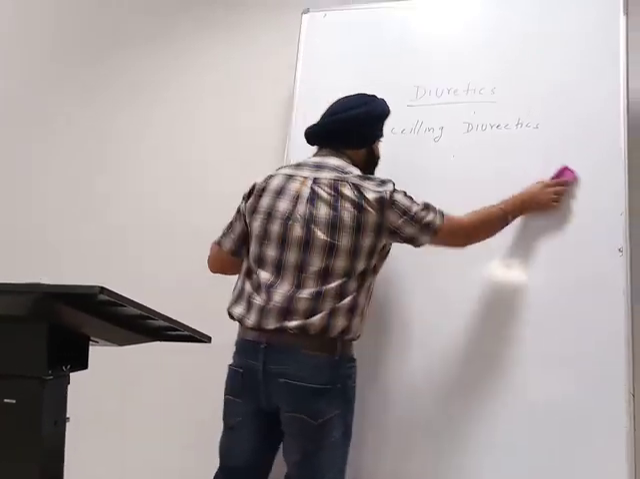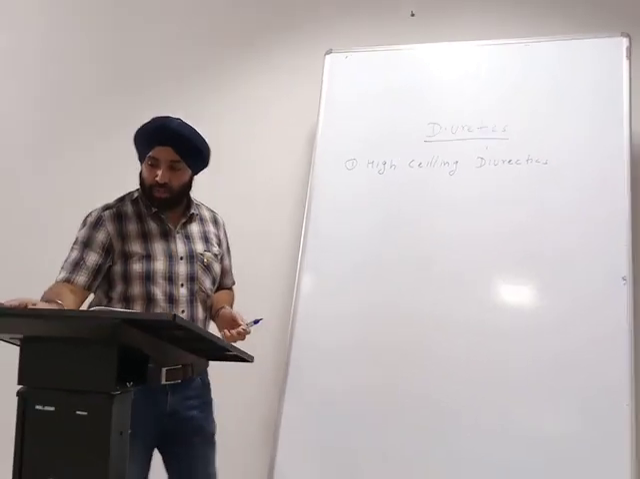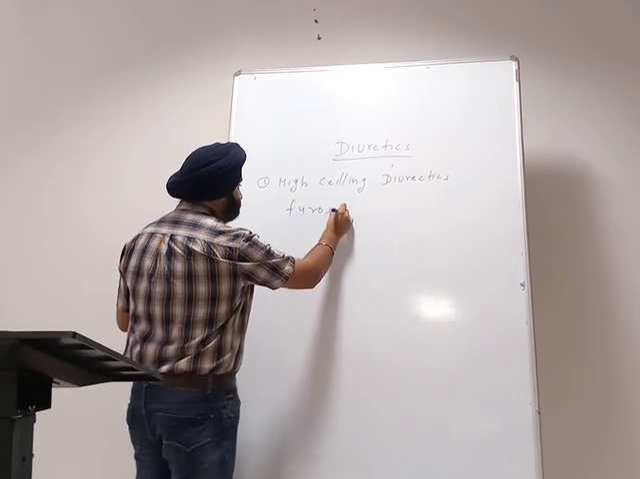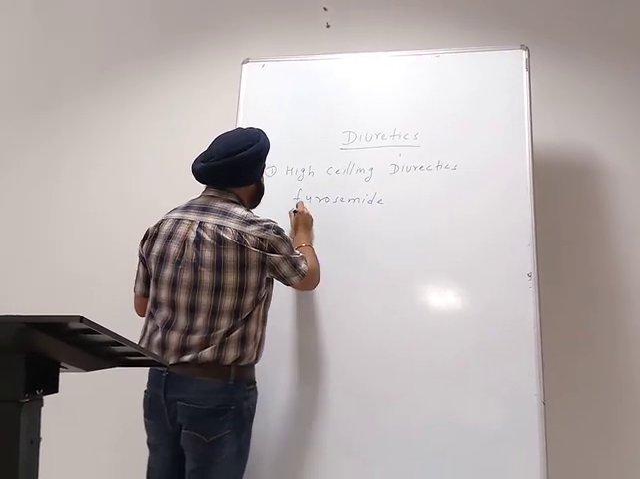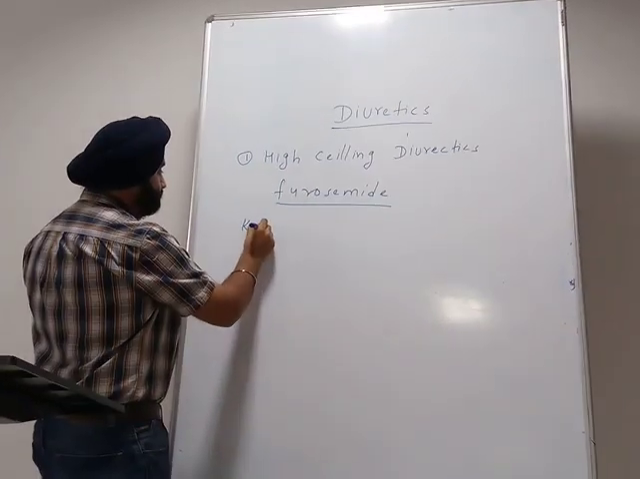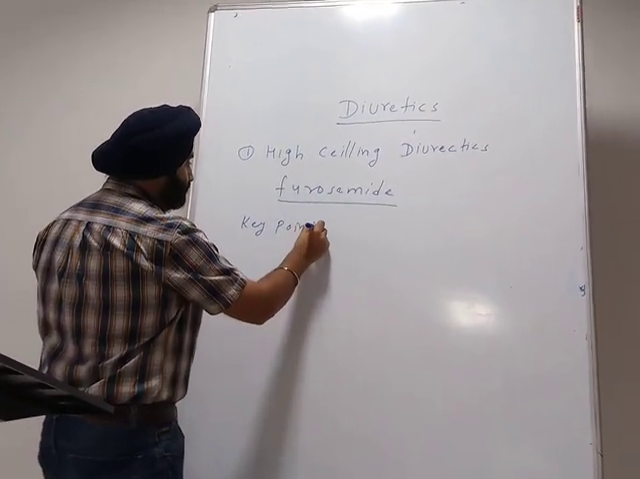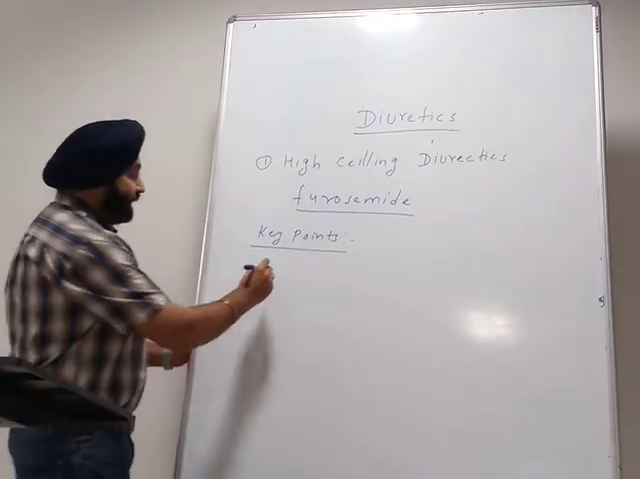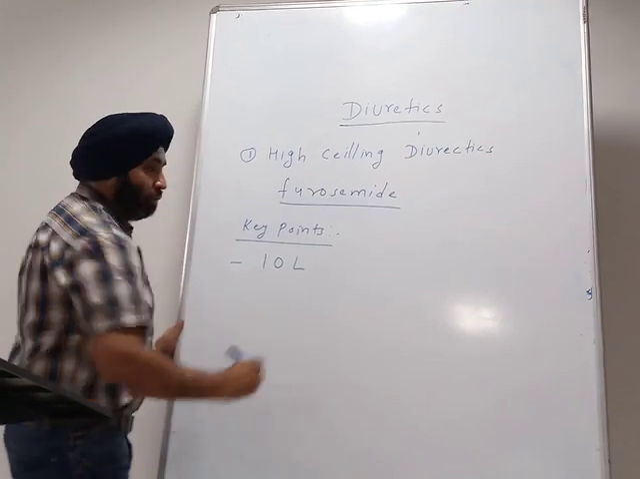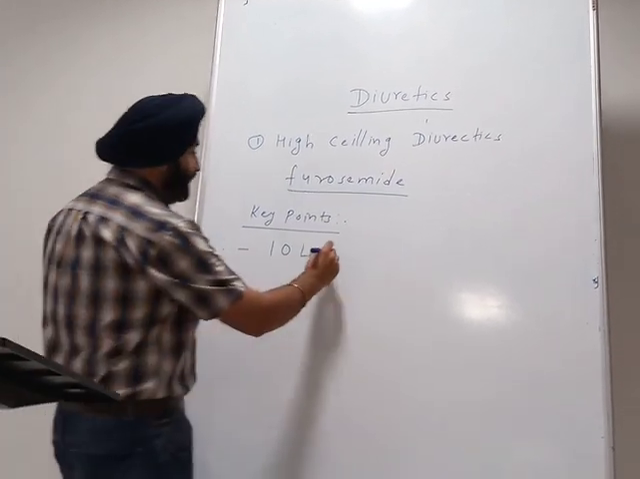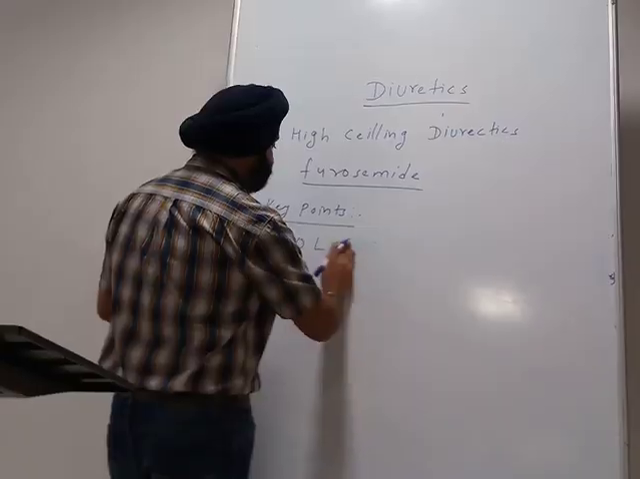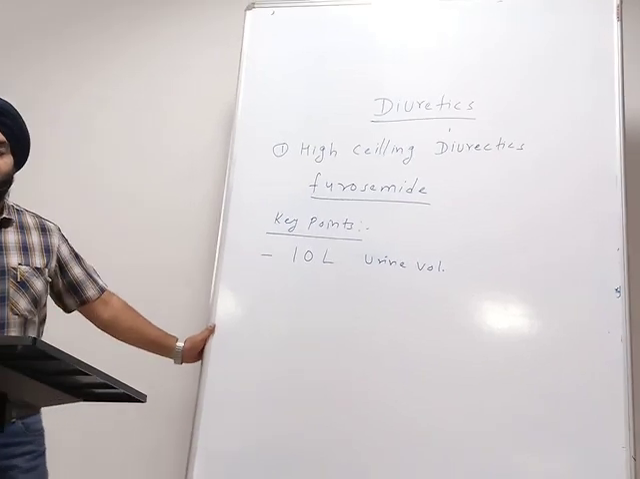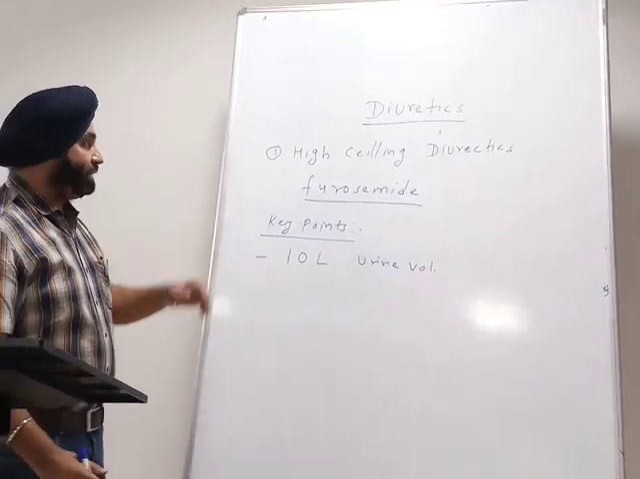As the name suggests, they have a high efficacy in this group, and the prototype of this drug is furosemide. The key point regarding furosemide is that it is highly efficacious. It can increase the urine volume up to 10 liters. Up to 10 liters of urine volume can be produced by these high ceiling diuretics.